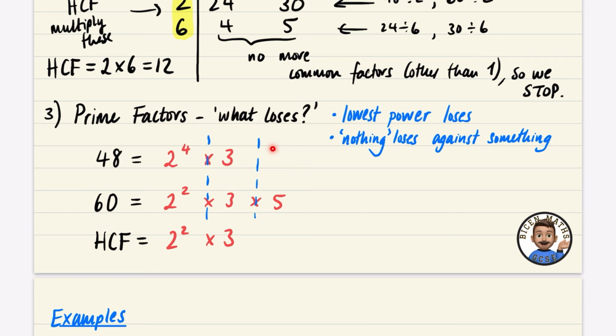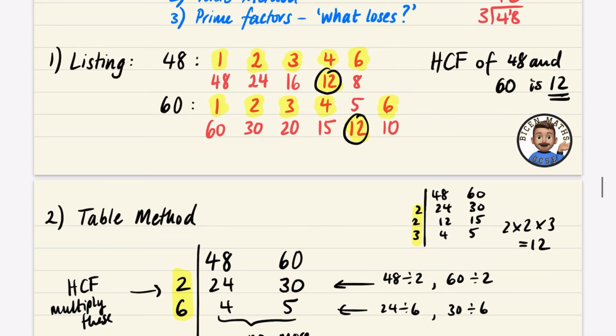And then there's a nothing here. This nothing will lose against the 5, so I'm not going to write anything down here at all. I'm just going to leave that as completely blank like this. So the highest common factor is 2 squared times 3. 2 times 2 times 3 is 12. So we've got the answer 12, 12, and 12 every single time.